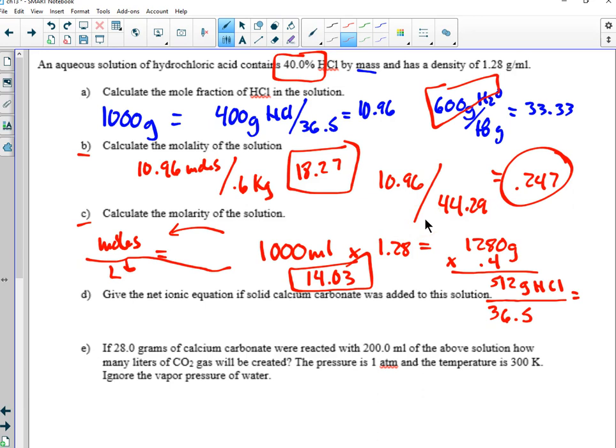Because 40% of my mass was HCl. My total mass was 1280. So 40% is 0.4. So to find just HCl, I multiply it by that. Okay for that? Yes. Everyone that's going to say, can't you just pick 1280 at the start?